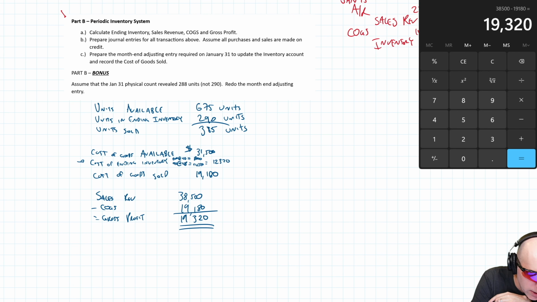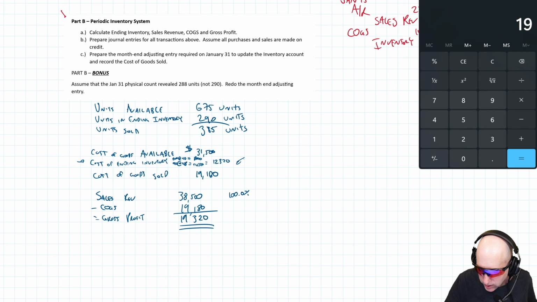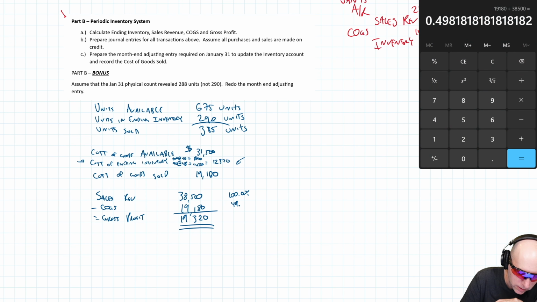Okay, so it says Part A, calculate ending inventory. We did the value of ending inventory and the amount, 290. Calculate sales, COGS, and gross profit, and we've done that as well. I guess we could do the percentages. 100%, 19,180 divided by 38,500, 49.8%, meaning that this is 50.2%.